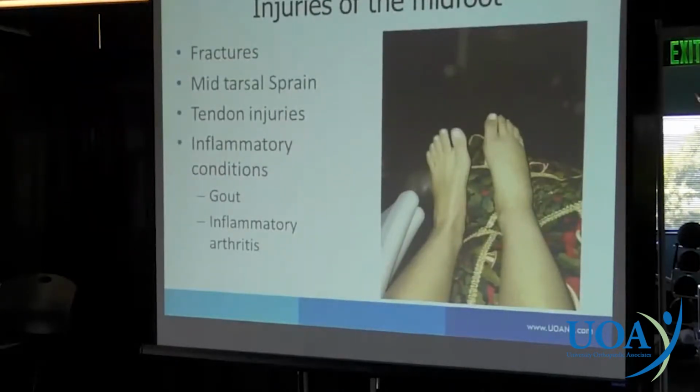Let's talk about the injuries to the midfoot. We'll talk about metatarsal sprains, tendon injuries, and inflammatory conditions, which often present as an injury, but actually they're really not. They're sort of these imitators that occur.